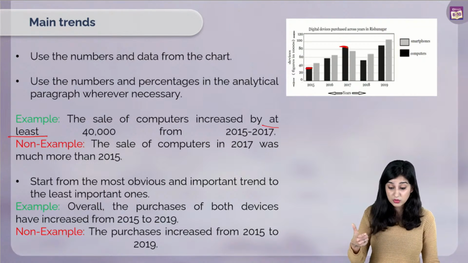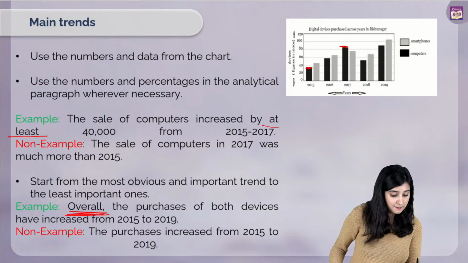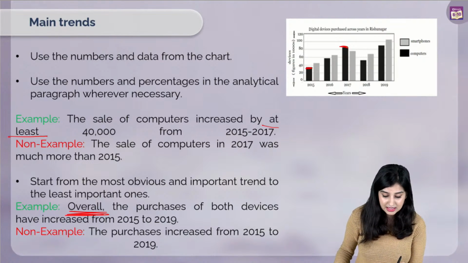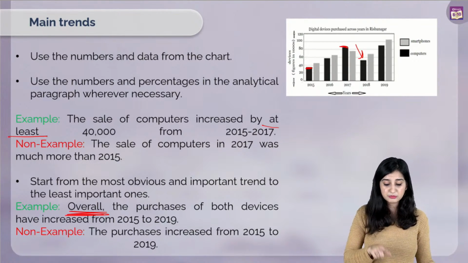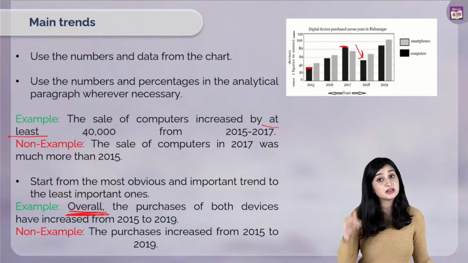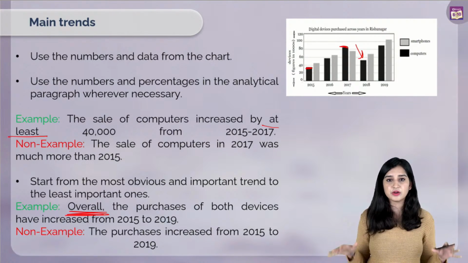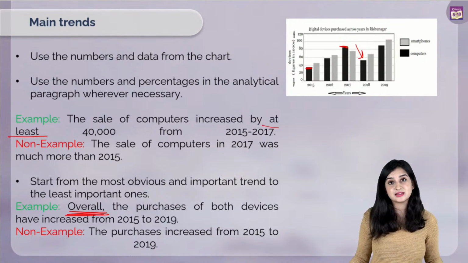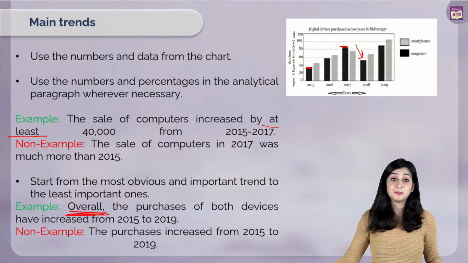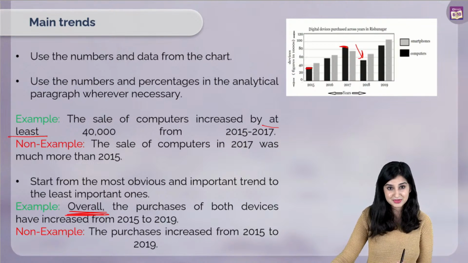And the use of the word overall, why is that important? Because in the middle, the number has also dipped. It's not like the number has always gone up. There has been a point from 2017 to 2018 that the number has dipped, but overall it has increased. So if you use words like these, that will make your paragraph that much better.